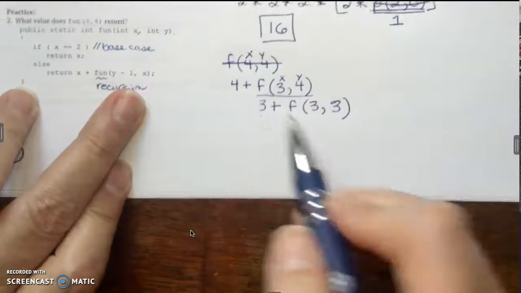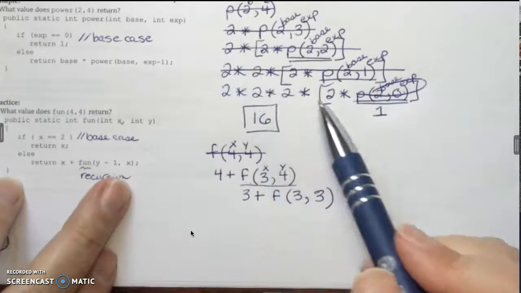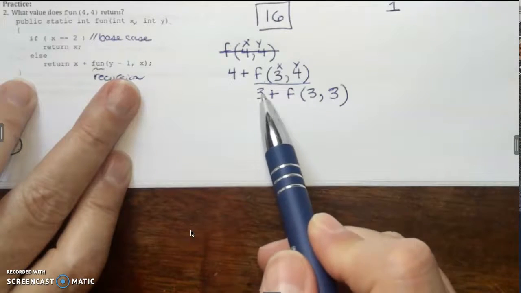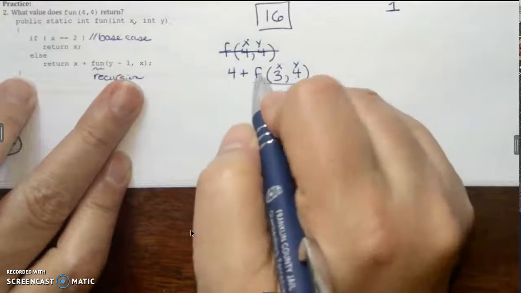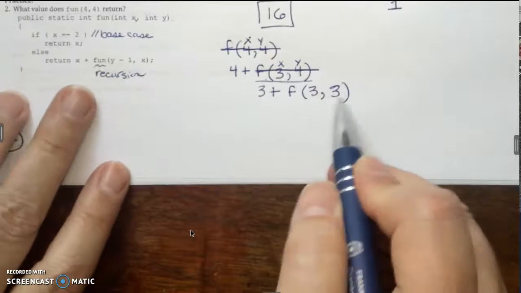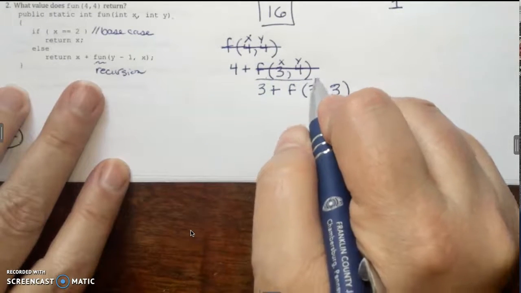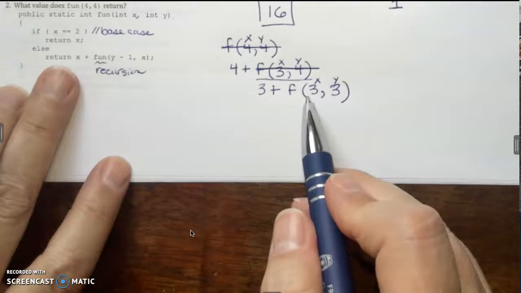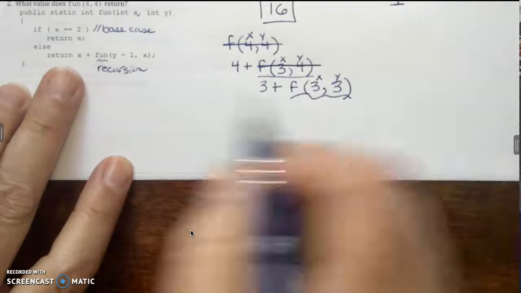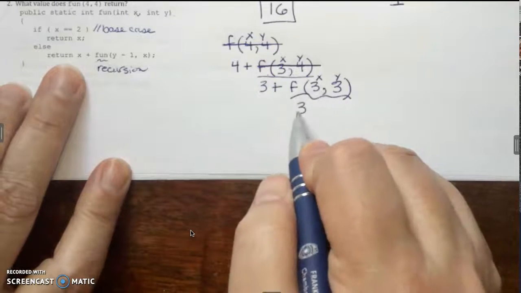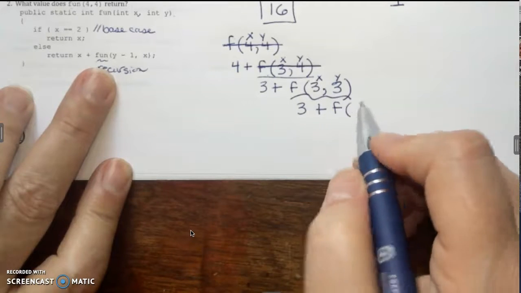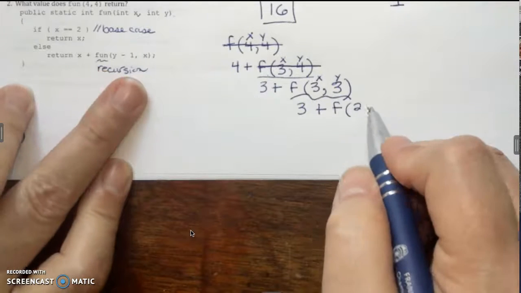So I'm going to leave the 4 plus. So last time I did it, I kind of kept rewriting that 2 times, but I'm going to leave that 4 plus up there. So really what I have is 4 plus 3 plus whatever this returns. So I'm going to cross this out because I have now evaluated it and it is this, but I need to go figure out what this is so I know what the whole thing is. So x and y. X is not 2, that's my base case. So for this piece, I'm going to return x, which is now 3, plus fun with y, 3 minus 1, comma 3.